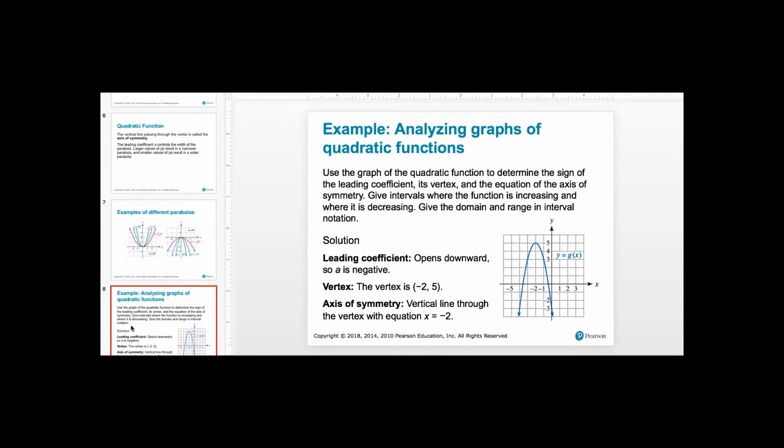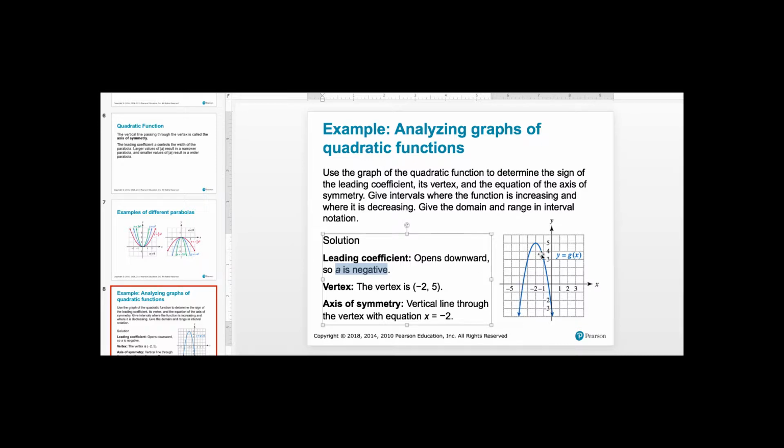Okay, so again, this is just kind of what I was saying earlier. When you start looking at quadratics, you want to note a few things. Does it open up or down? Where's the vertex at? And where's the axis of symmetry? So in this case, you see a parabola, and it opens downward. So since it opens downward, that means that the a is negative, right? The coefficient of the x squared term has to be negative because it's opening down.